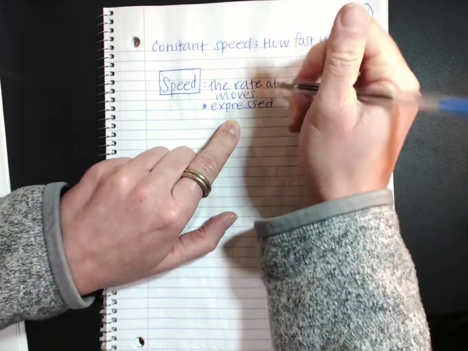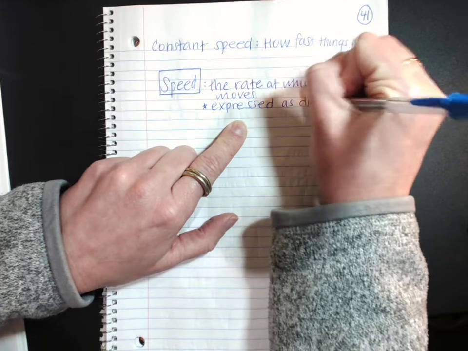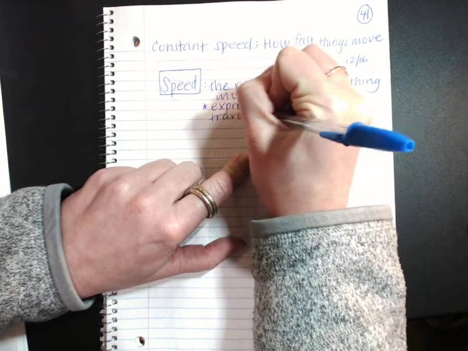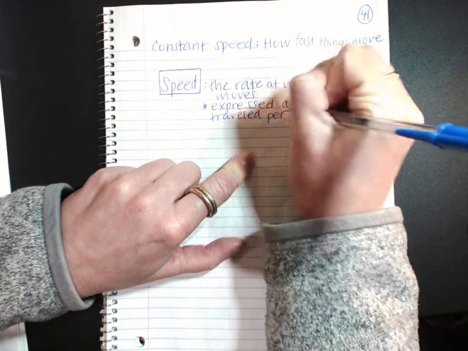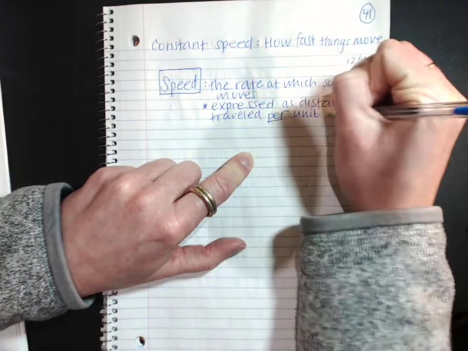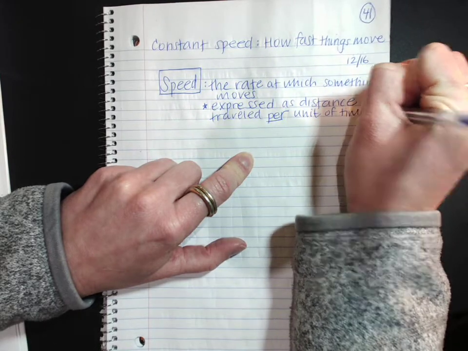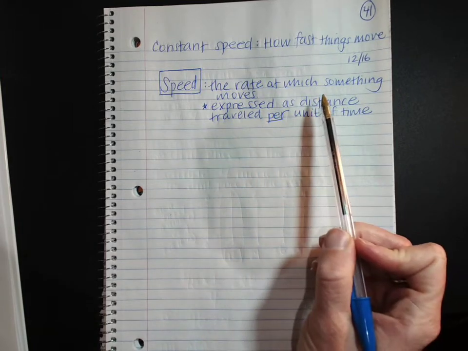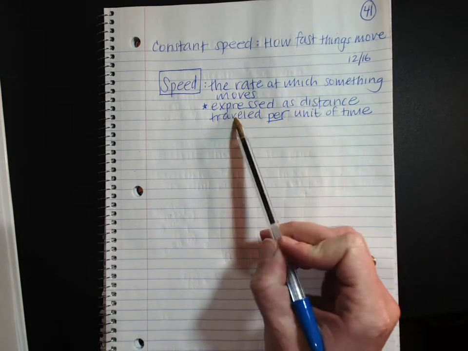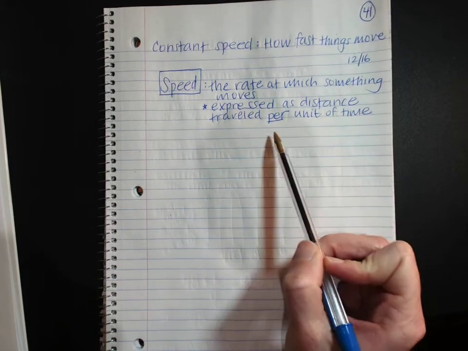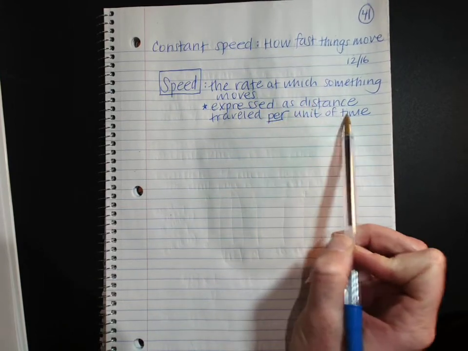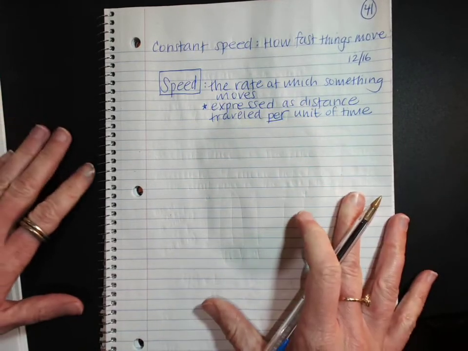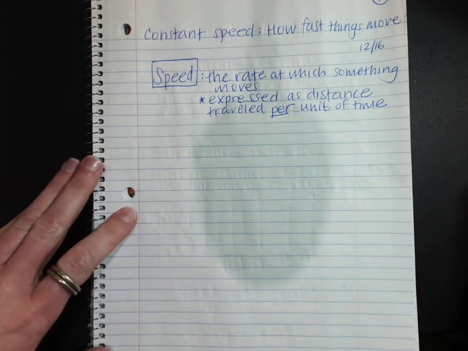It's expressed as distance traveled per, underline per, unit of time. So think about that. Distance traveled per unit of time. So, you ever driven a car and gone miles distance per hour time? Miles per hour, right? Speed is expressed as distance traveled per unit of time. All right.